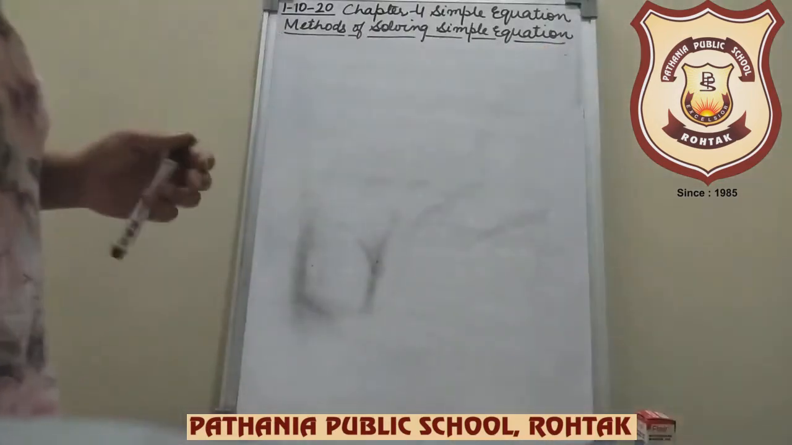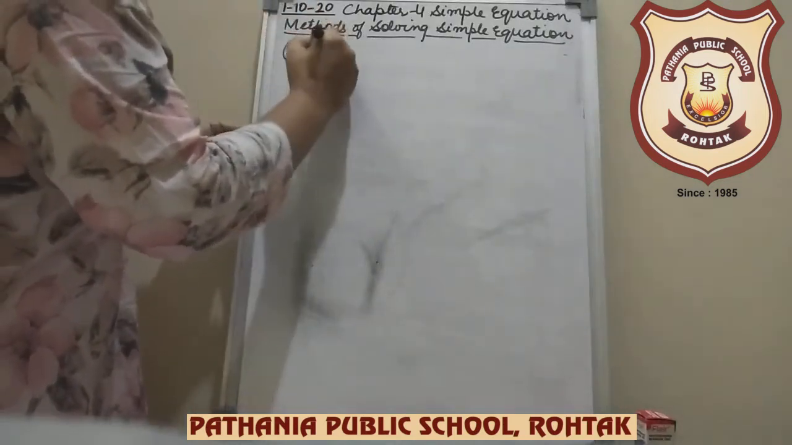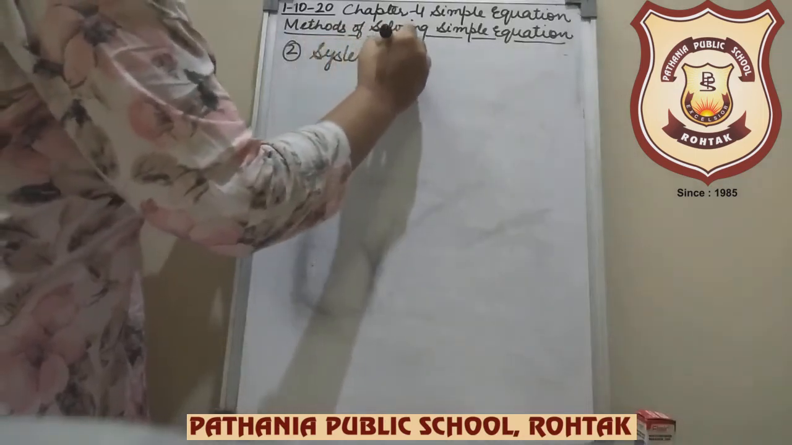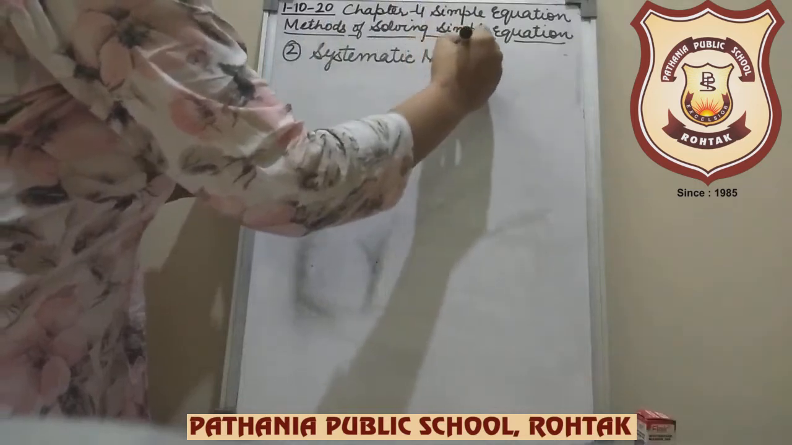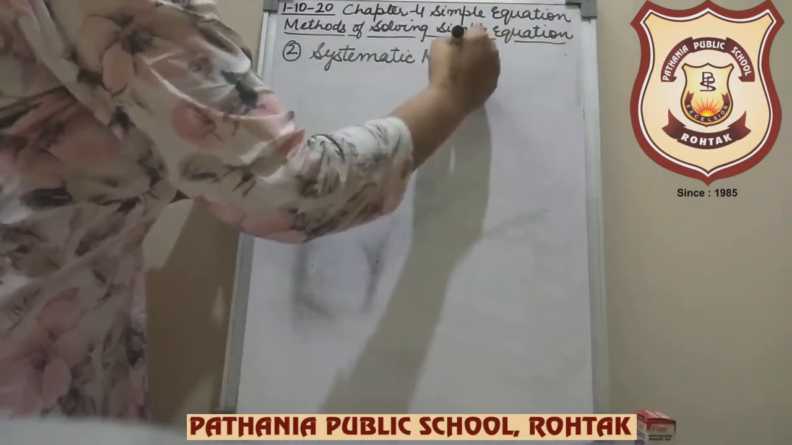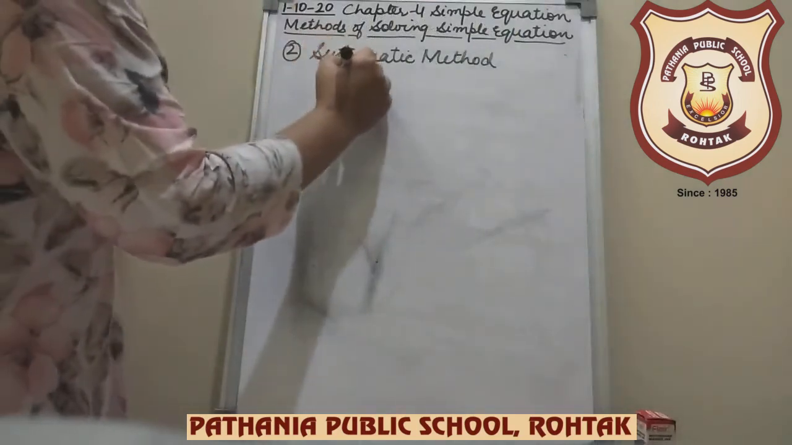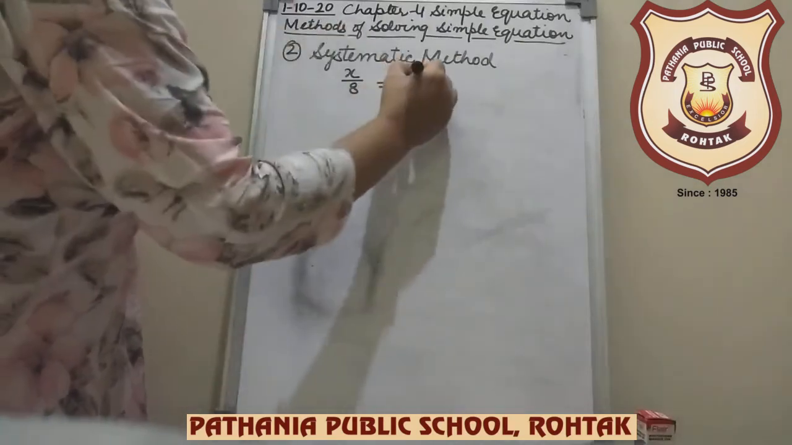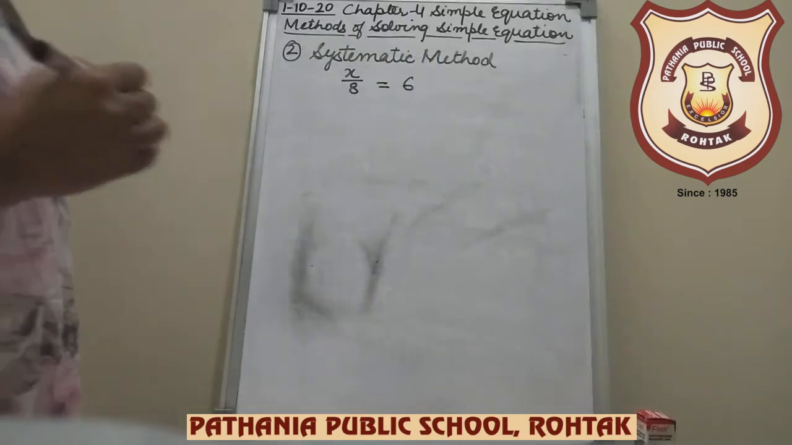Clear? Second one is systematic method. Now here, suppose you have a question. X upon 8 is equal to 6.